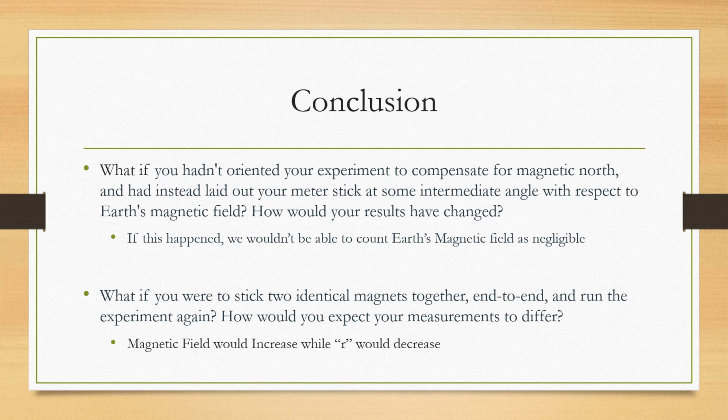So time for some what-if questions for the conclusion. What if you hadn't oriented your experiment to compensate for the magnetic north and had instead laid out your meter stick at some indeterminate angle with respect to Earth's magnetic field? How would your results have changed? If this happened, we wouldn't be able to count Earth's magnetic field as negligible, and as a result, our results would be way more skewed than they already are.